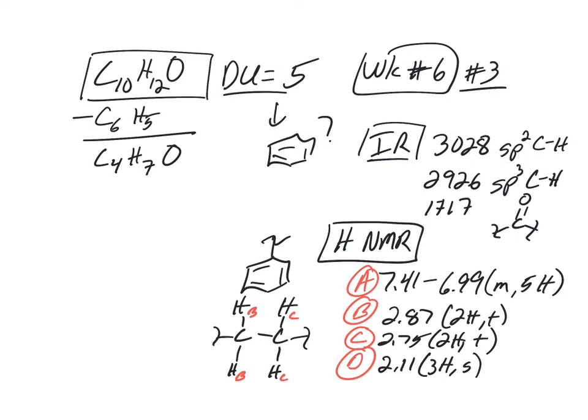How many carbons is that worth? Minus C2H4. So we end up with C2, H3, and O. So what we've done is checked off that piece, that piece, and that piece. What about D? D is 3 hydrogens. It's a singlet. It must be a CH3.